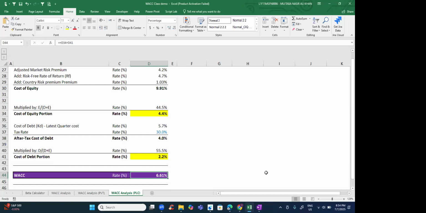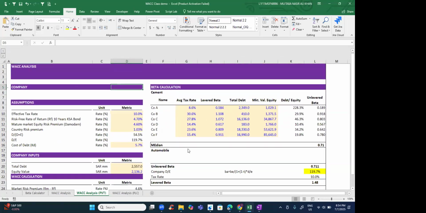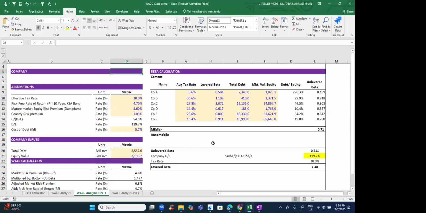Okay, sir. What about the private company? For example, your project or your company is in cement. So how will you calculate the beta? You will go to the stock market website and identify companies of similar nature. For example, I have found 1, 2, 3, 4, 5, 6 companies.